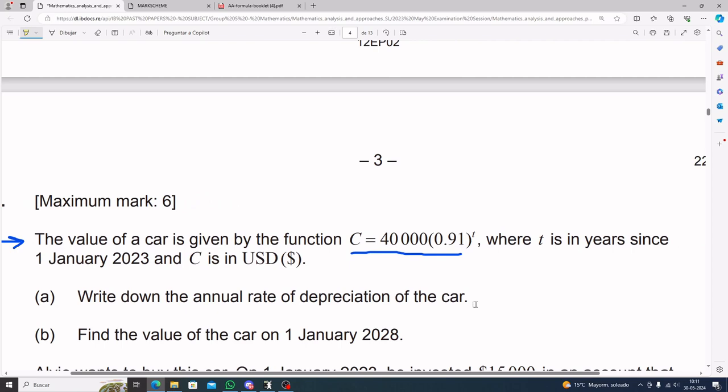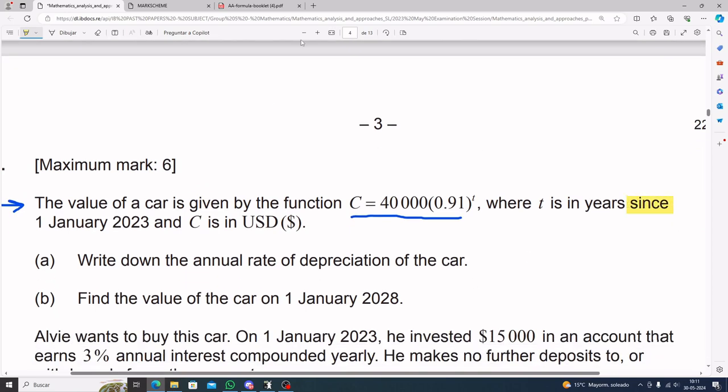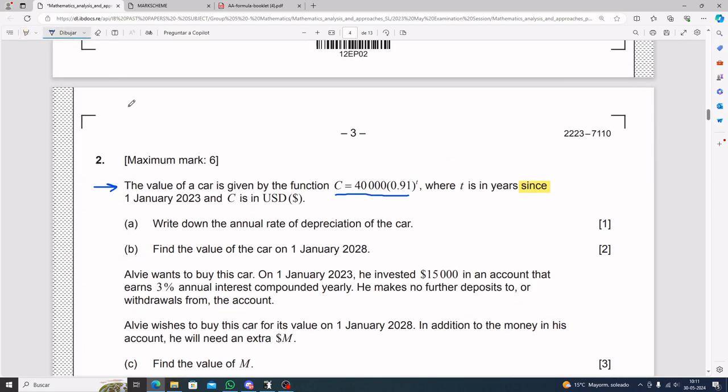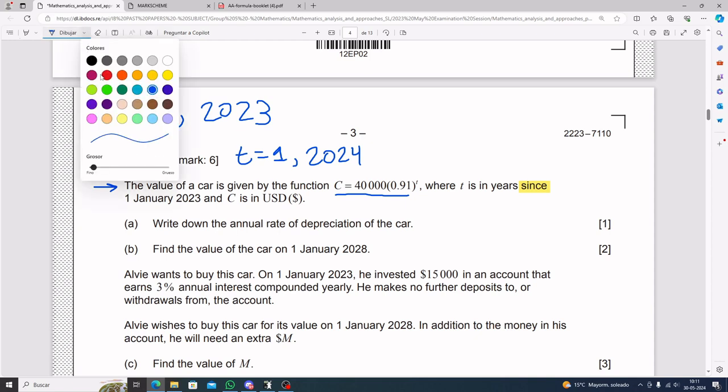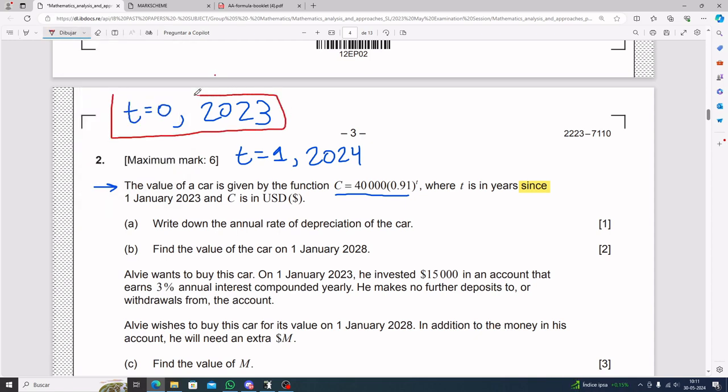Because t is in years since the 1st of January of 2023, that means that if you plug in, for example, a t equals 0, it's going to be the value of the car at the year 2023. If you plug in a t equals 1, it means you're looking at the value of the car in the year 2024, and so on and so forth. Okay? And so that is how you interpret when it says t years since that amount, right? Your year 0, if you want to think about it, is 2023.